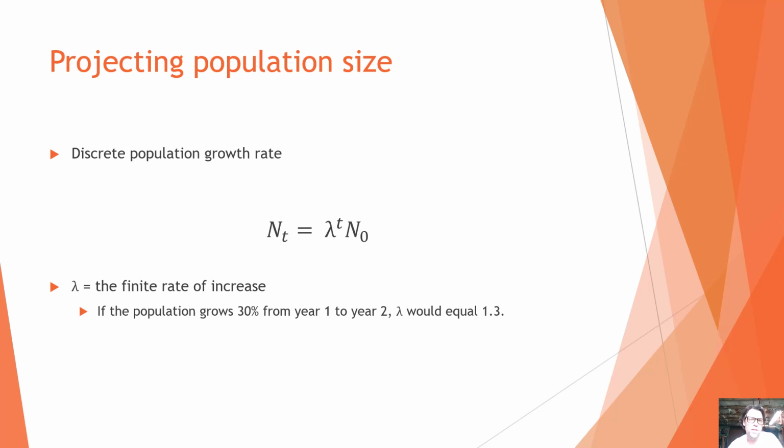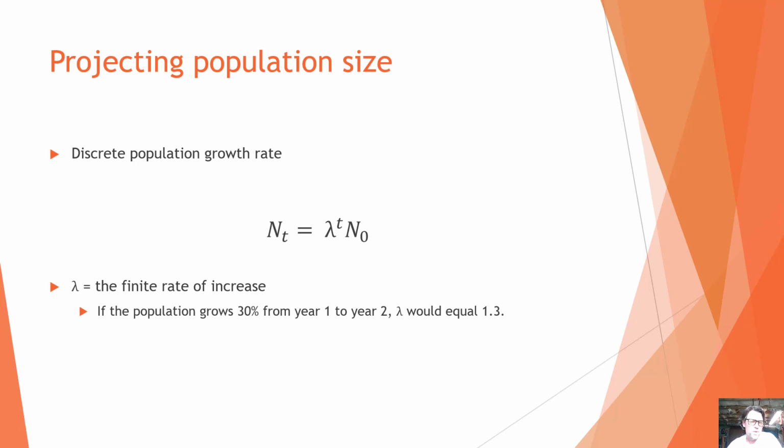So this might be spring, where there are birds that are reproducing, or some organisms may reproduce twice a year, or maybe they reproduce every 10 years or something like that. So this is those discrete time periods. So we're looking at discrete population growth.